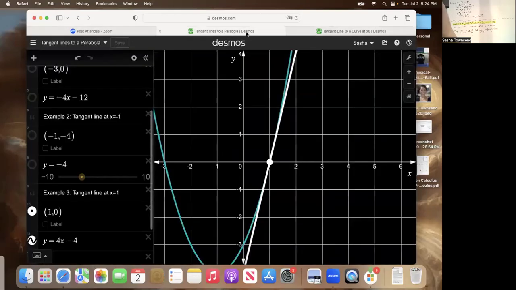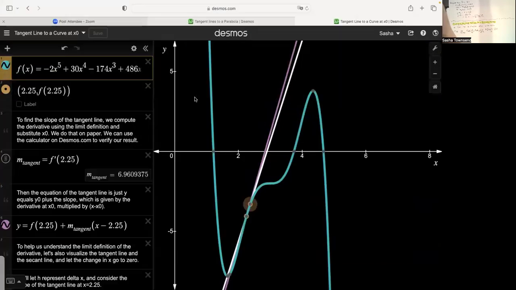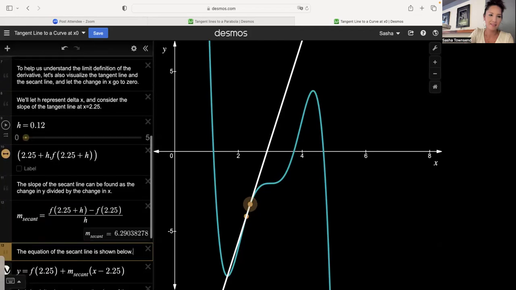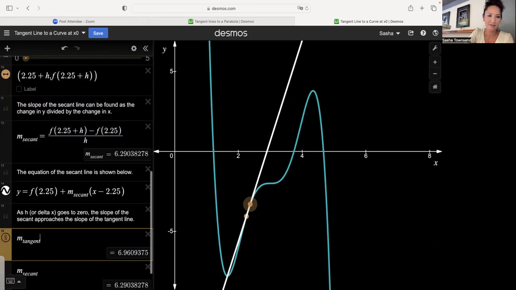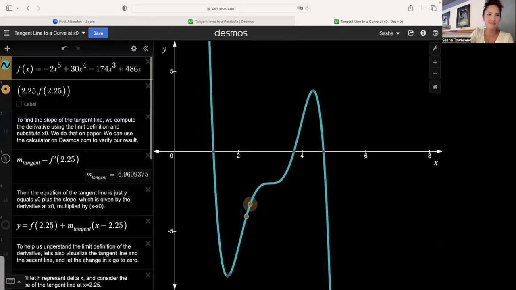Oops. All right, trying to get this bar out of the way now. Let's see. There we go. Okay, so here's our graph. I think I'm going to get rid of some of these things. So this is our graph.